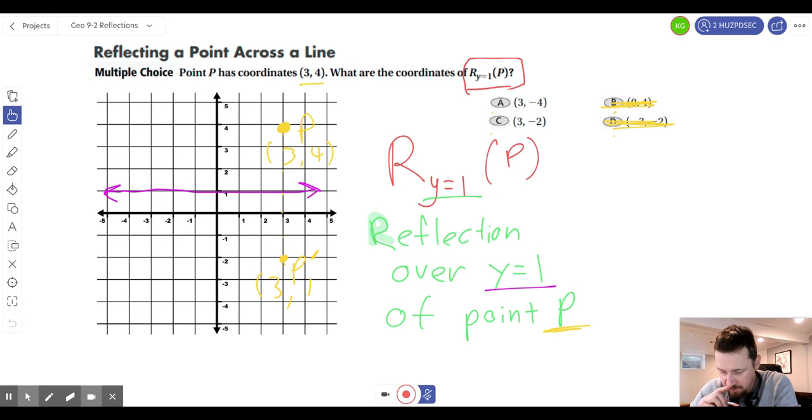And then the question is, how far away from the line y equals 1 is 4? Well, it's 3 away. So you could figure this out. If we go down 3 from 1, we get C is the correct answer. We can also graph it to see that C is the correct answer.